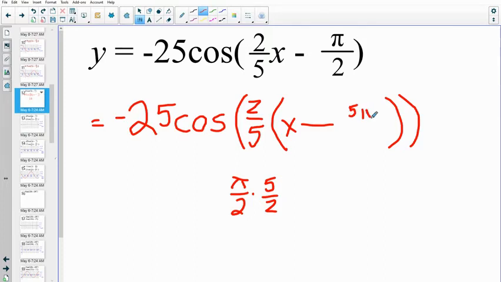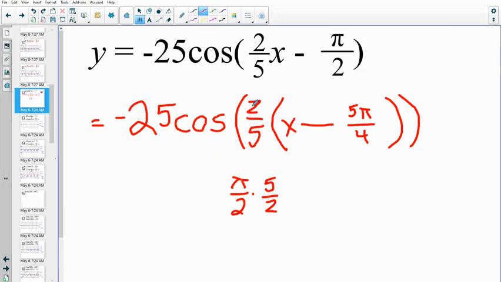And when you're doing this factoring, if you're not sure if you've done it right, you can always check your work by redistributing. If I distribute this 2/5 over these parentheses, I've got 2/5 x, good, minus, let's see, we would have 10 pi over 20. 10 pi over 20, that'd be the same as pi over 2. So there we go.